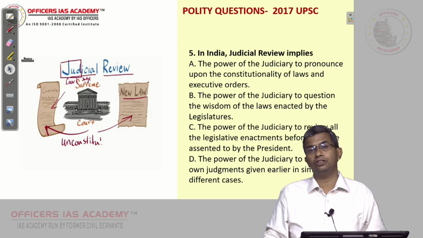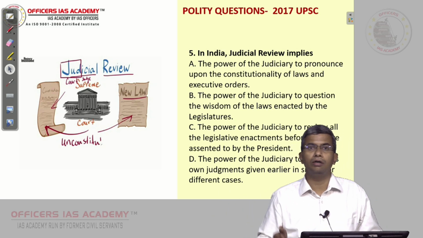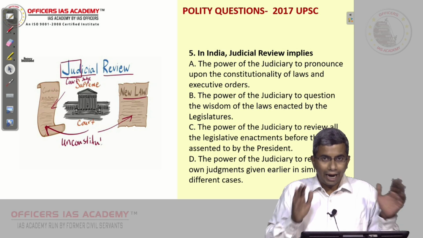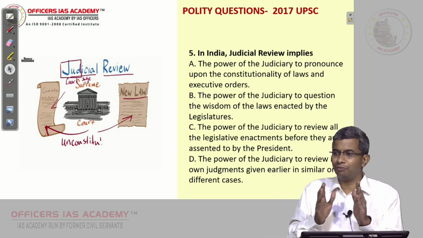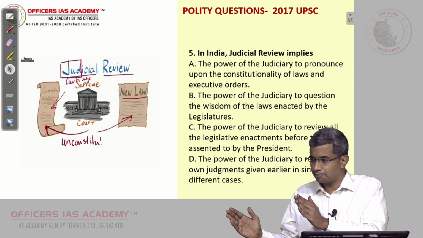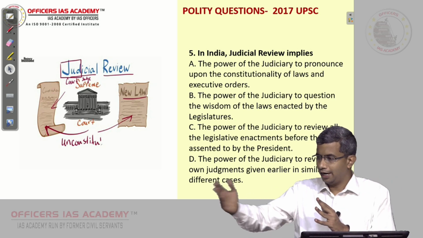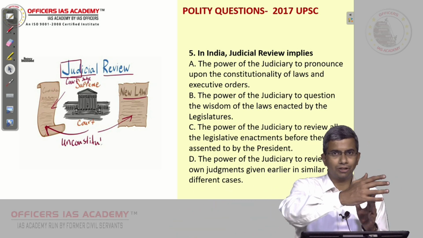Before the president assents to a bill, it doesn't become a law at all, so there is no question of review. So actually, judicial review means what? Judicial review means reviewing. If there is a law which is passed, it is subject to judicial review. Any order that is passed by the government is subject to judicial review.